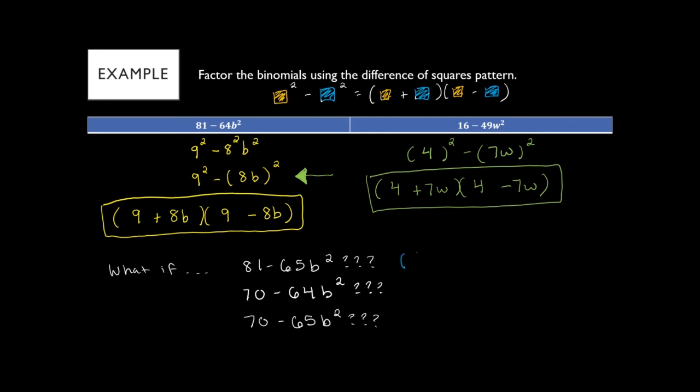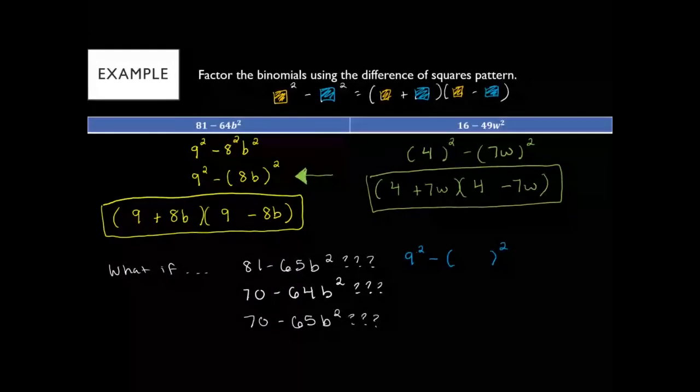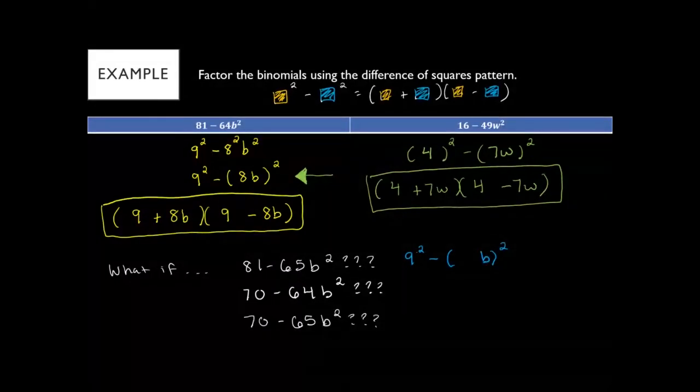The 81, that's still 9 squared, so I can still write that as 9 squared. But we have a problem with the 65b squared. I can put a b there, but the square root is 65. If you do that on your calculator, and I'm actually going to grab my calculator, it is giving me a decimal, like 8.06. I get a whole bunch of decimal numbers. It doesn't give me a whole number.